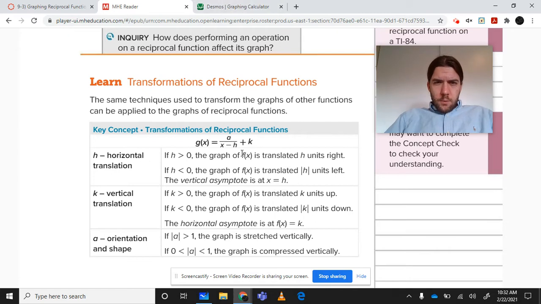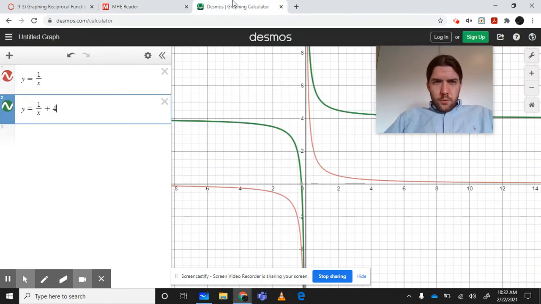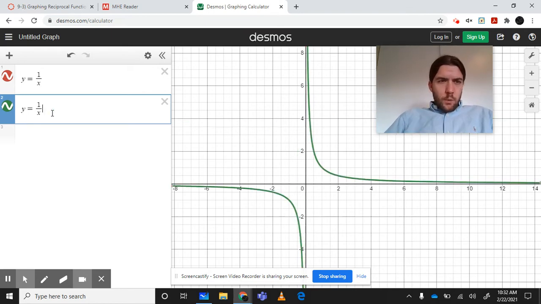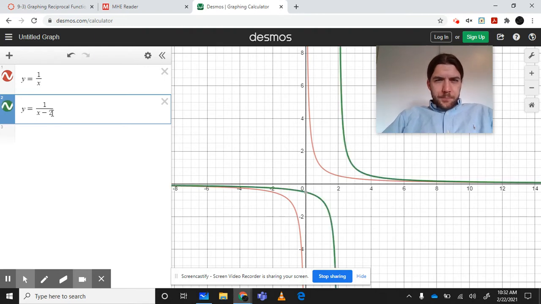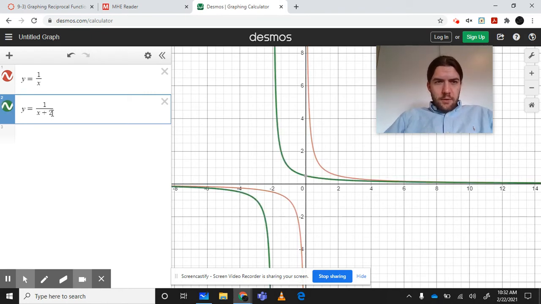Beyond that, we've just got normal kind of stuff. So if we're doing a vertical translation, we are doing this additional integer at the end. If we want to do a horizontal translation, then we need to change it down here. Okay, that looks the same as normal. If we do -2, that moves it 2 to the right. +2 moves us to the left.